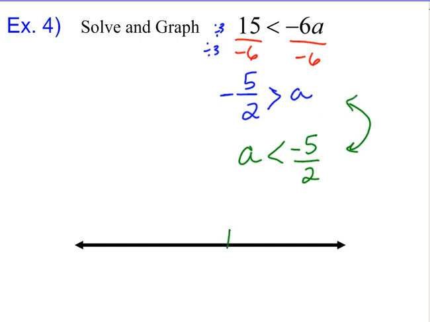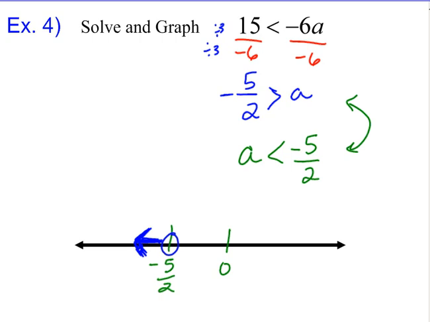So let's put down a 0. We know that -5/2 is found on the negative side of the number line, so it's going to be over here. It is going to be an open circle because there is no equal sign, and it's less than, so we're going to go to the left. If we kept it the original way, we said, hey, this number is greater than any number a is going to come up with, so we're still going to go to the left either way we look at it.